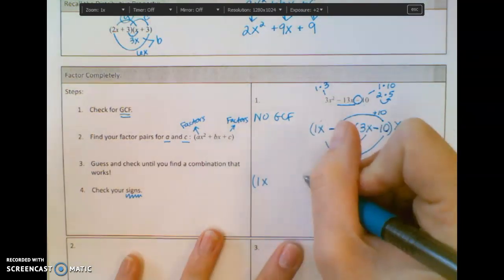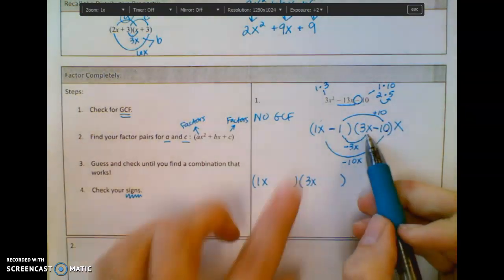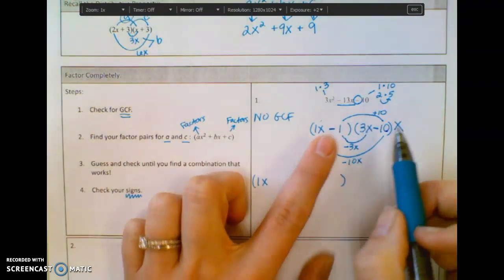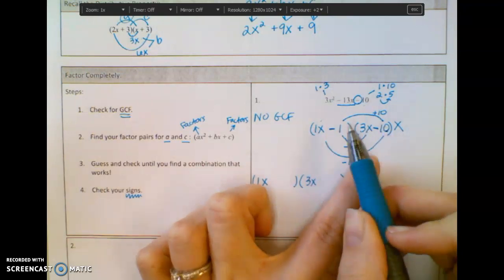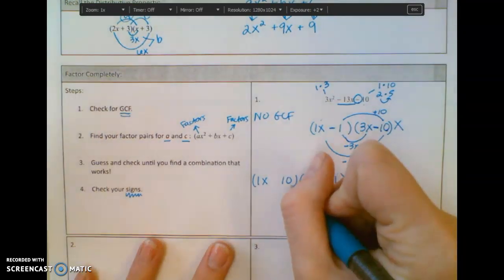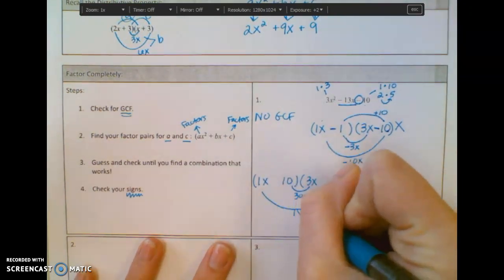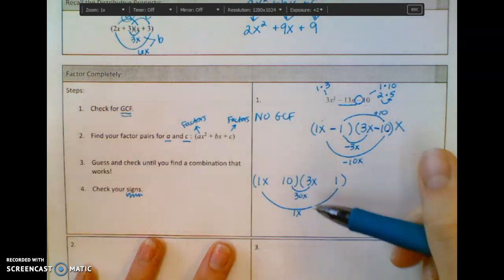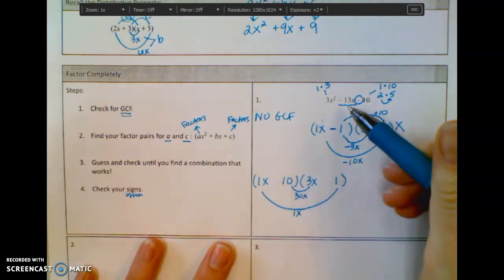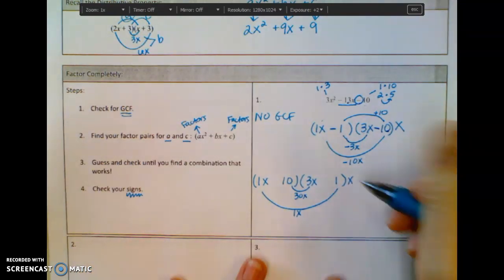We know we'll have 1x and 3x because we have to have 3x squared. We tried 1 and 10, so let's flip them and try 10 and 1. Inner product will be 30x. Outer product will be 1x. Can 30x and 1x ever combine to give us -13x? No, that's not going to work.